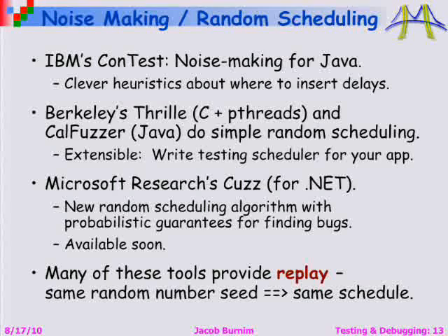And another nice thing about these tools is a lot of them can provide replay. Right? Because they take control of the scheduler, you have this property that if you rerun them with the same random number seed, you'll get the same execution. So now if you find a bug, you can rerun that execution maybe in the debugger, and you can see exactly what happened. So it helps debug the problem.